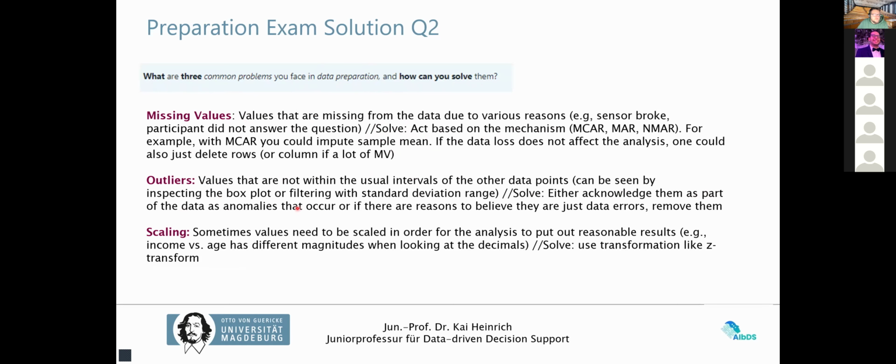I'd acknowledge them as part of the data. So normally that occurred, but if they're just data errors, remove them. Okay. Scaling. Sometimes values need to be scaled in order for analysis to put out reasonable results. We've learned this, right? The scaling. Solve, use transformation like set transform.